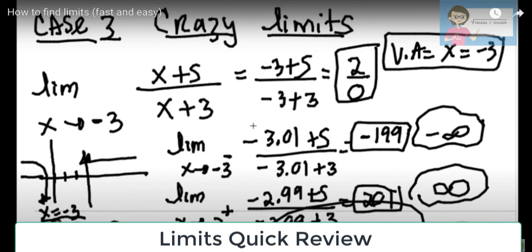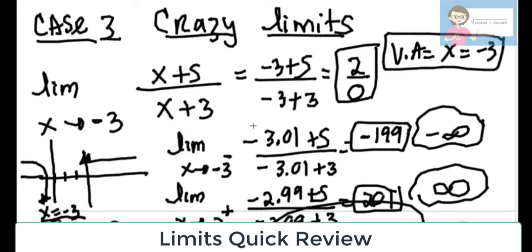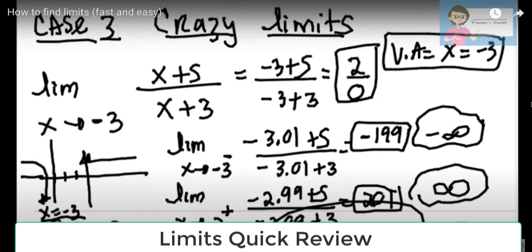Conclusion: we have case number 1, which is the happy limits, when you have a polynomial or something that does not give you a weird number. The holes, where you're going to try to factor and figure out if you have a hole. And finally, the crazy limit, when you cannot factor and you have a vertical asymptote. I hope this crash review can help you with your quiz.